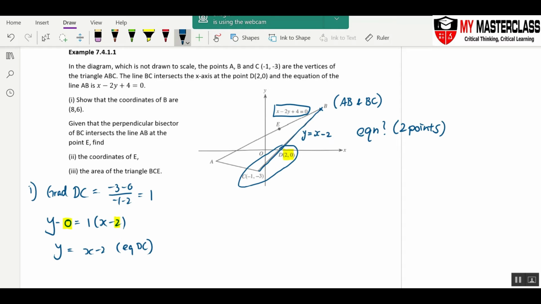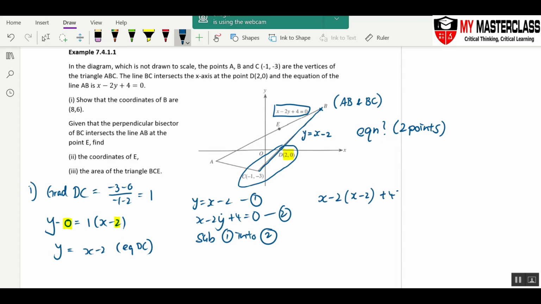Now I can solve simultaneously. y equals x minus 2 is equation number 1, and x minus 2y plus 4 equals 0 is equation number 2. I substitute 1 into 2: x minus 2 bracket x minus 2, plus 4 equals 0. x minus 2x plus 4 plus 4 equals 0, so x equals 8. Substituting this, y equals 8 minus 2, which equals 6. Therefore B equals (8, 6). If you have a point that is the intersection of two lines, always remember to use simultaneous equations to get it. Try and see whether you can get both equations of the lines.